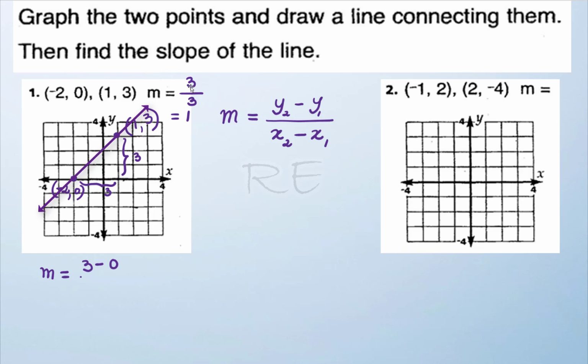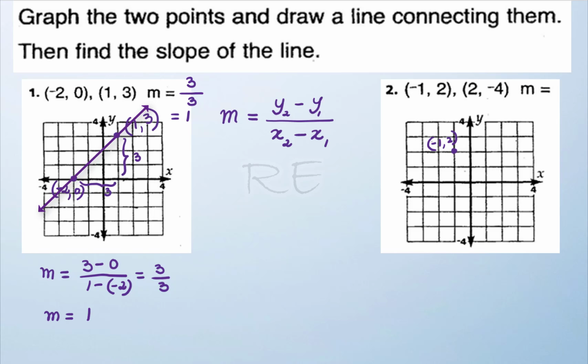Using the formula, it's 3 minus 0 divided by 1 minus -2. 3 minus 0 is 3. 1 minus -2 is 1 plus 2, which is 3. So the slope is equal to 1.